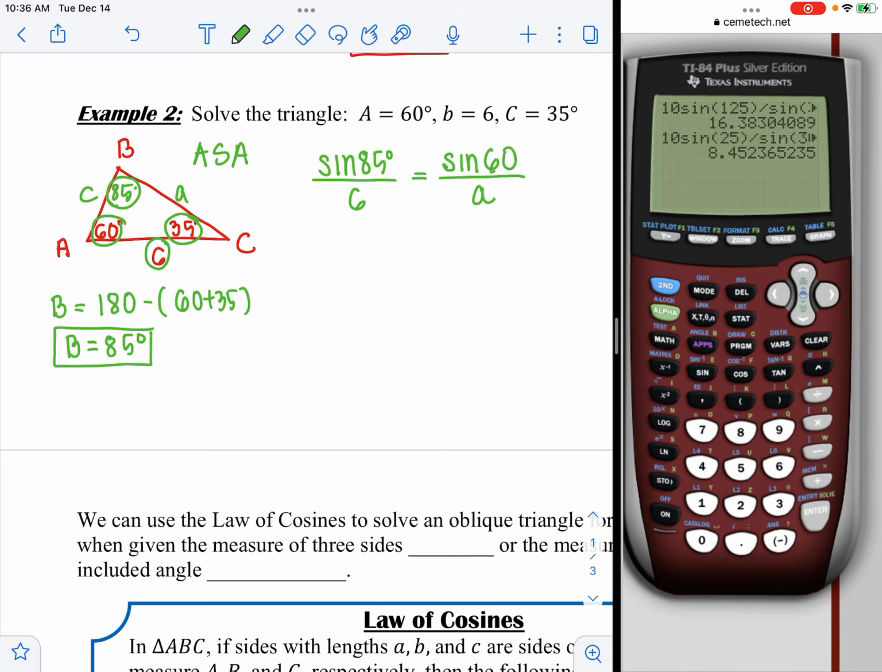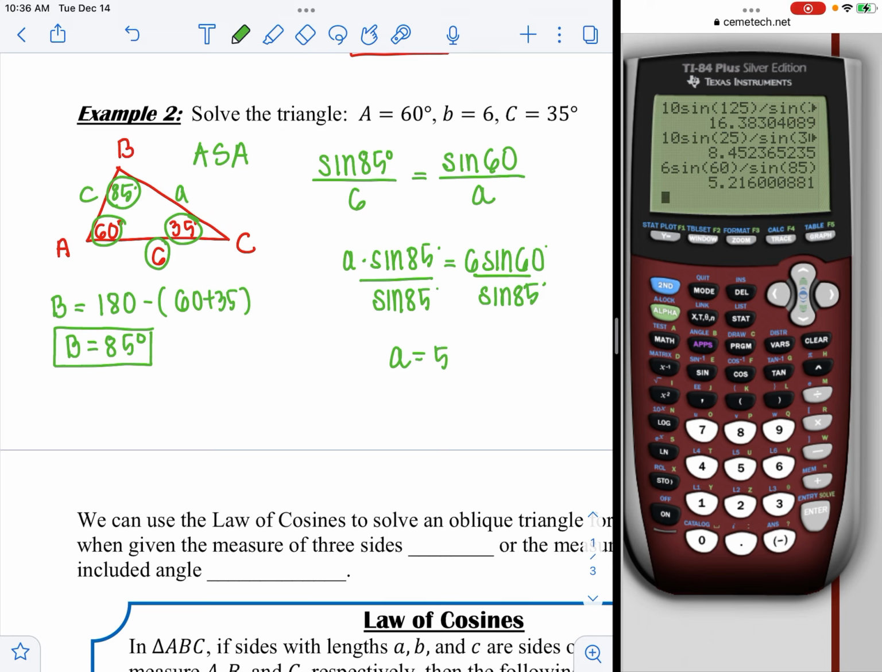Cross multiply to solve for A. So we have A times the sine of 85 is equal to 6 times the sine of 60. Get A by itself by dividing by the sine of 85. And then put that in your calculator. So A is equal to 6 sine of 60 divided by sine of 85. Hit enter, and I get 5.216 for A.